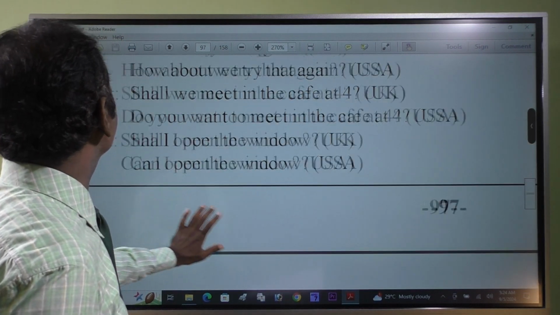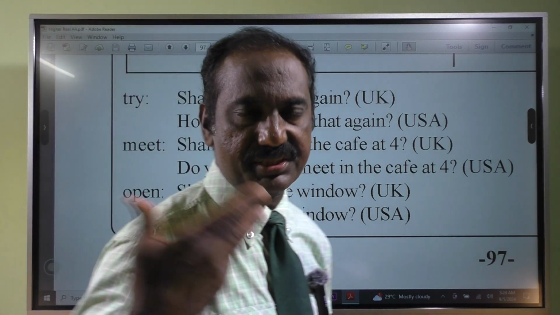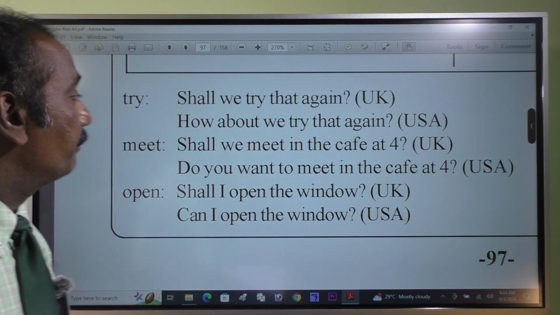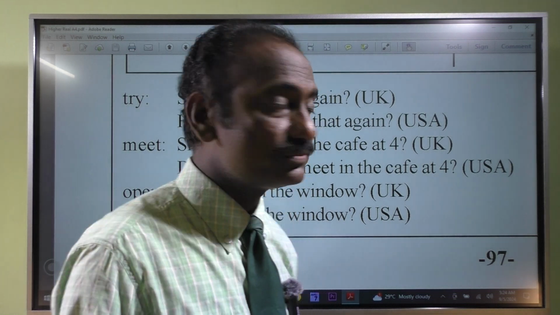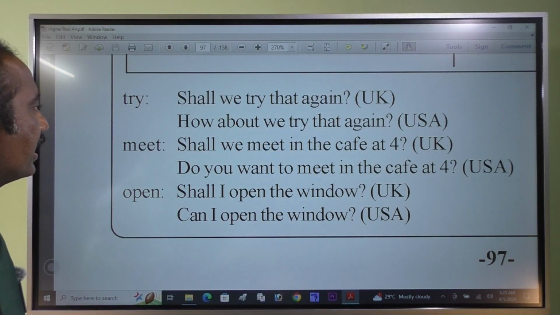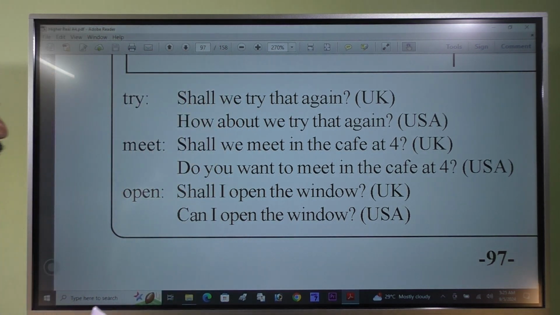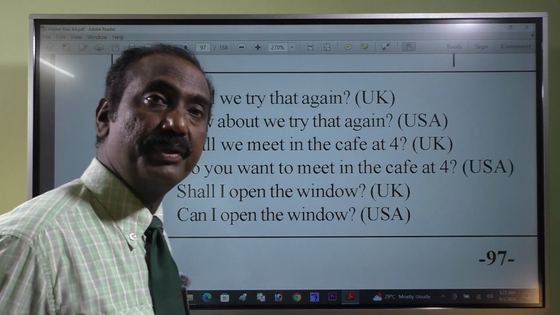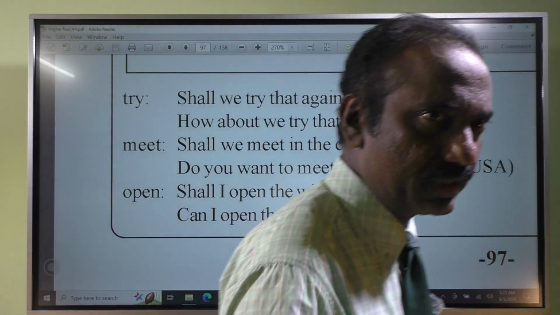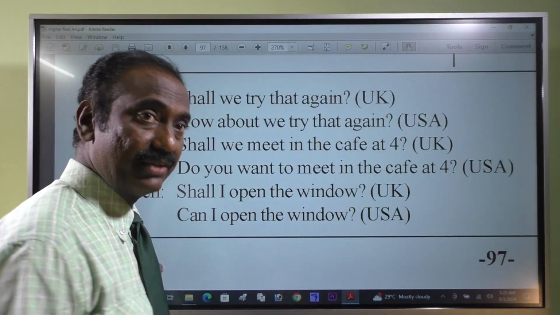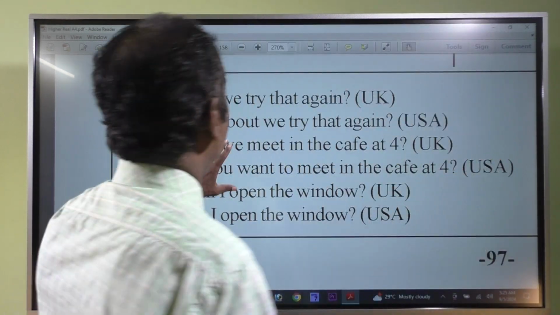Let us come to one more point. Some sentences, let us see. Shall we try that again? Britishers usually say, shall we try it again? But Americans say, how about we try that? In the same way, Britishers say, shall we meet in the cafeteria? But Americans say, do you want to meet in the cafeteria? And again, shall I open the window? Usually, shall I open it, shall I do it? But Americans say, can I open it? More presumptuous. It's common for them.